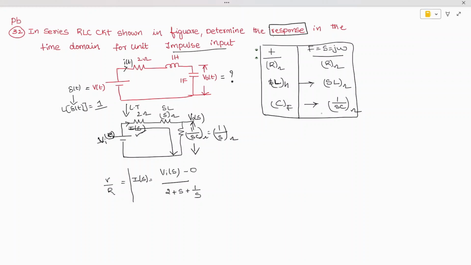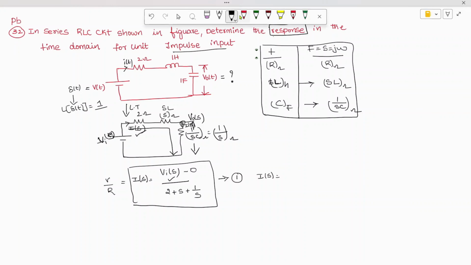Let us assume this is the current linking the input voltage, and mark it as equation number 1. The current which flows in this branch is I of S. The same current I of S I am going to write with respect to this node. The current I of S is equal to V naught of S minus 0, divided by 1 by S. This is the second equation.